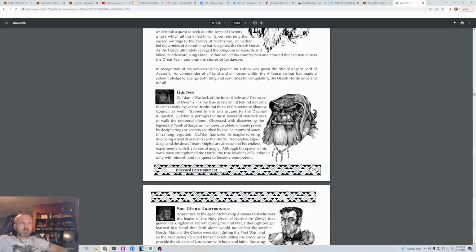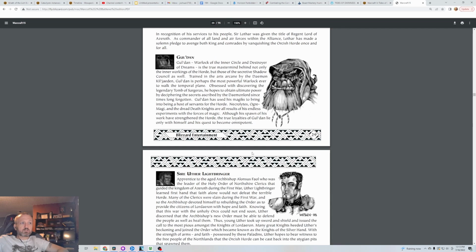He has this vengeance quest to kill Gul'dan, a central figure from the Horde side. He's the warlock of the Inner Circle. I'm guessing that becomes replaced by the Shadow Council, and they're here. They're calling him the Destroyer of Dreams. Those titles, I don't know if they last the test of time.